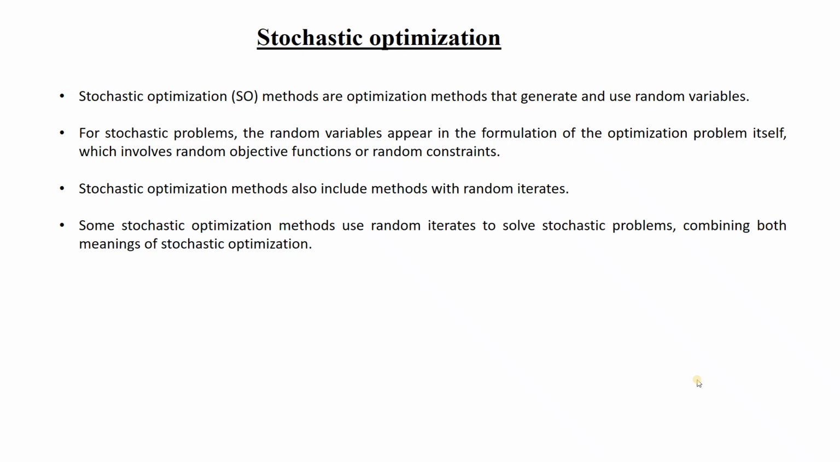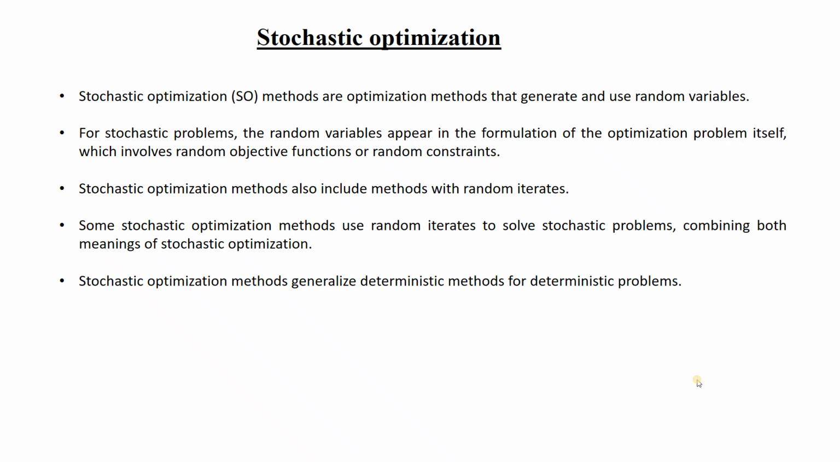Now some stochastic optimization methods use random iterates to solve the optimization problem, combining both meanings of stochastic optimization. Stochastic optimization methods generally generalize deterministic methods for deterministic problems. Deterministic method means it is actually determining some solution. There are two methods: one is deterministic, one is probabilistic.